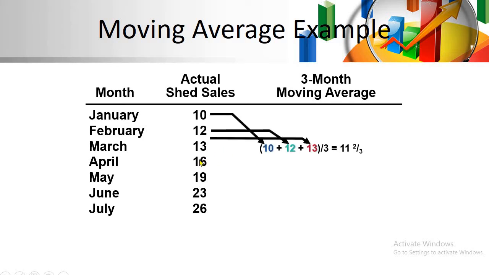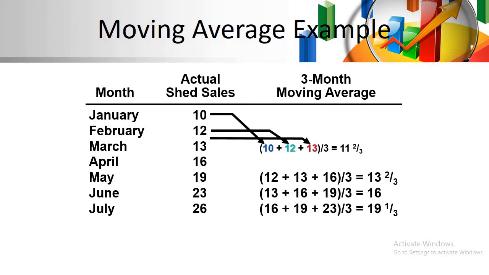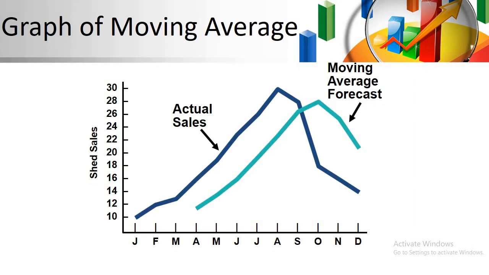What you do in this method is that you take January, February, March, so all 3 months' sales, and then you take an average of that and you calculate a value, which here is 11 2 by 3. Now you take this as the forecasted sales for the month of April. But you could see there is a difference. Of course, there will be a difference, and that is called the forecasting error. In this way you calculate for all the other months and then you plot it on a graph.